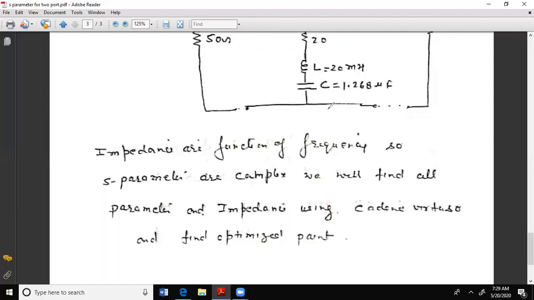Okay, in the next lecture we will verify the results for the DC, then we will go for the S parameter analysis for the AC load, and see the significance of these parameters. Okay, thank you very much.